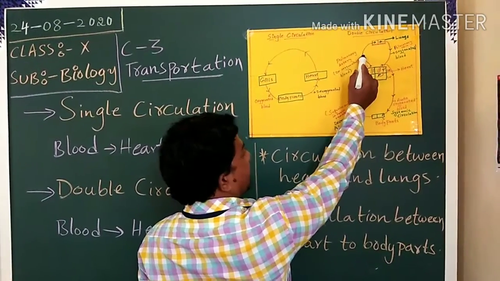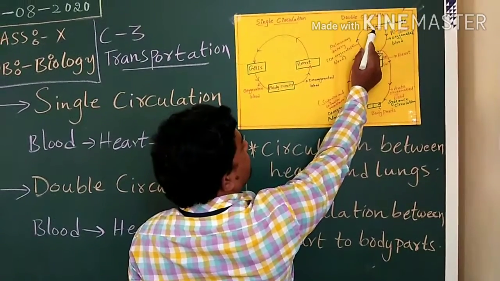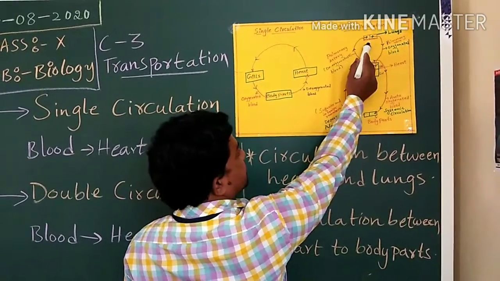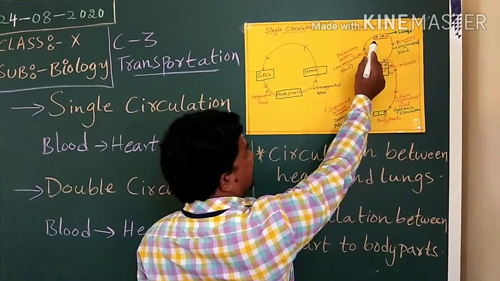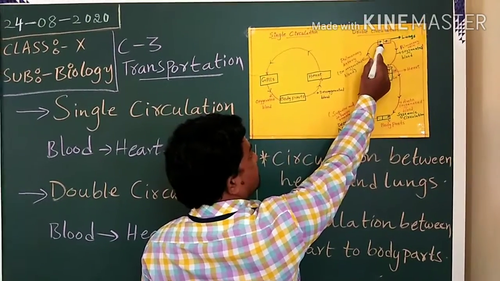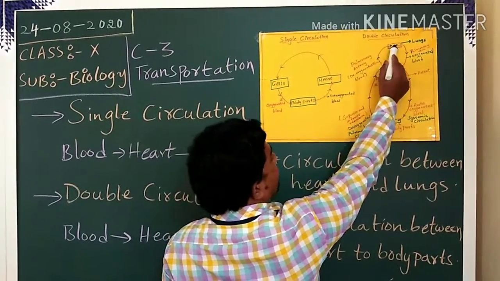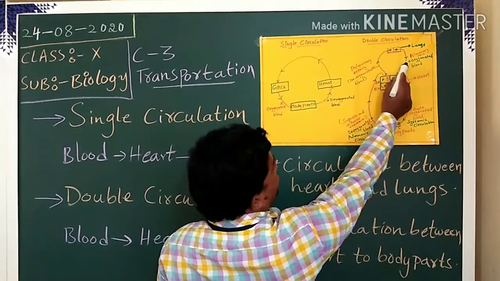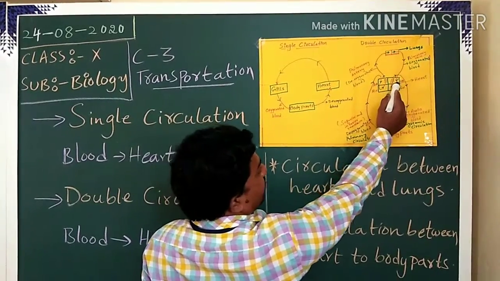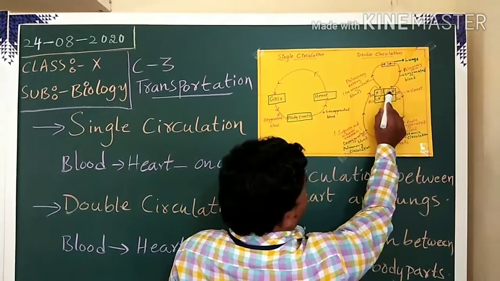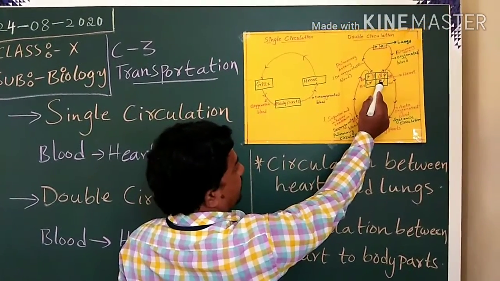From the pulmonary artery, the deoxygenated blood reaches the lungs. The lungs mix oxygen into the deoxygenated blood and collect carbon dioxide, so that the blood becomes oxygenated blood, and that oxygenated blood is sent by the lungs to the pulmonary vein. The pulmonary vein sends that blood to the left auricle. From the left auricle, the blood reaches the left ventricle.